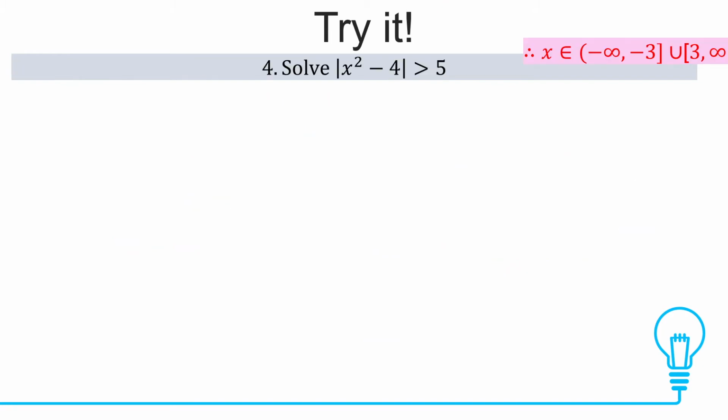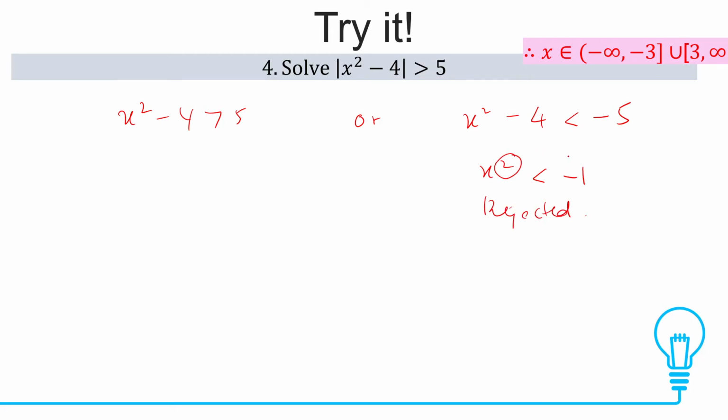Okay, then the final question, number 4, the same thing. First thing, since the absolute value is on one side, I do not need to worry, so I just use the definition: x squared minus 4 greater than 5, or x squared minus 4 less than negative 5. So I shift here, so x squared less than negative 1. This one is rejected. The main reason is x squared cannot be negative.